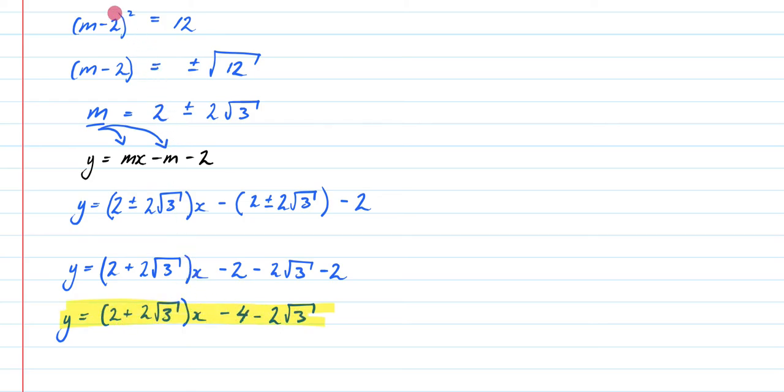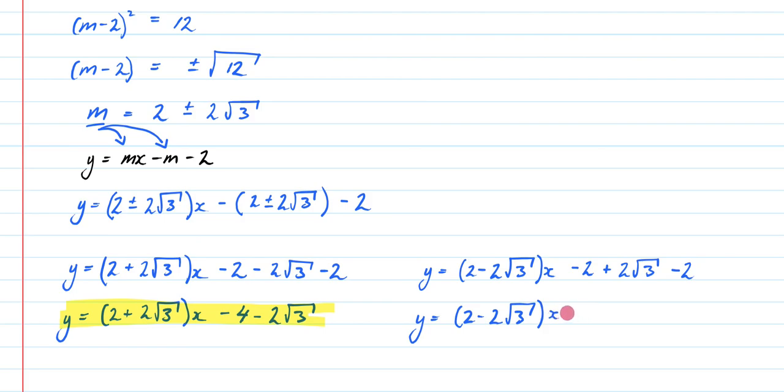Perfect. Let me now figure out what it will be when it is negative. So if it was to be negative, I would get y equals 2 minus 2 the square root of 3, close brackets, x, minus 2 plus 2 the square root of 3 minus 2. So I'm going to get y equals 2 minus 2 the square root of 3, x minus 4 plus 2 the square root of 3. So those should be the equations of my two straight lines.